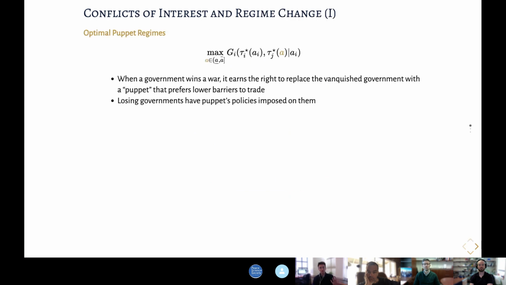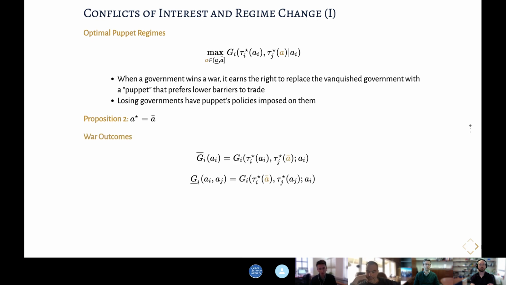So, with an understanding of these interests, we can think about when I win a war, what type of government would I like to install abroad? Since I want trade barriers to be as low as possible abroad, I'm going to choose the maximally liberal government. And that's just this problem formalized here. Proposition 2 says that the optimal puppet is as liberal as possible, because that's the kind of government that, when left to its own devices, is going to implement minimal trade barriers and maximize market access opportunities for my firms.